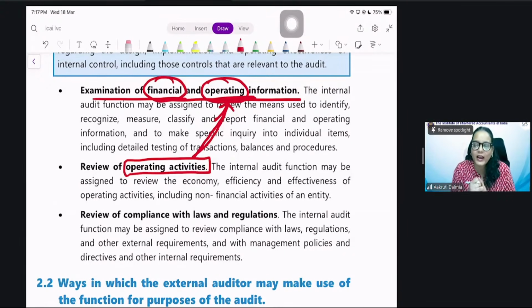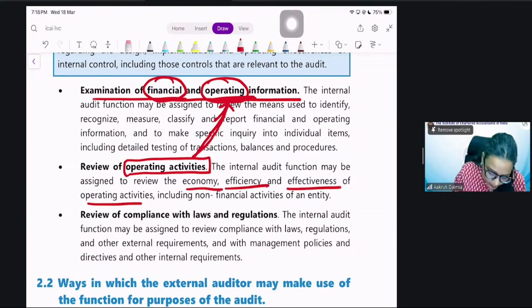So operating activity means the production is happening, the packing is happening, the inflow and outflow of labor, all that part is operating activities, and that also needs to be checked, to see how the company is running. So what you told me now, that day to day how the company is running, that was operating activity, not operating information. Is that clear? Operating information is created out of operating activity. Is that clear?